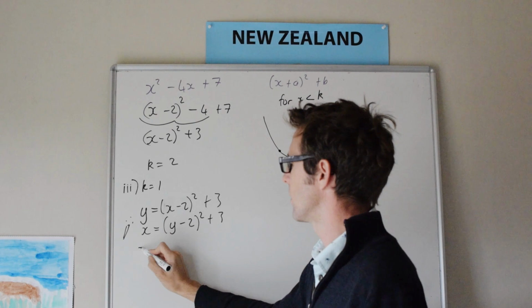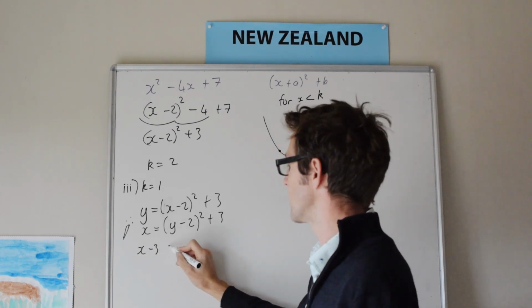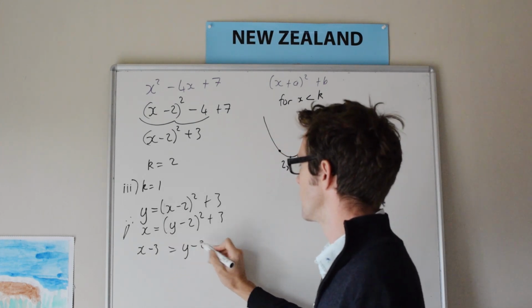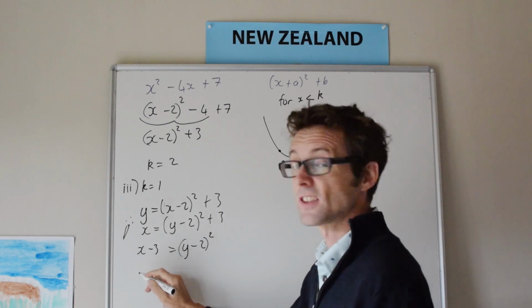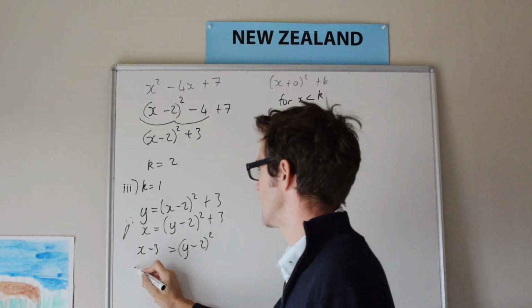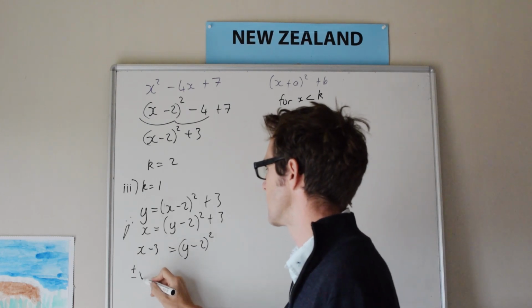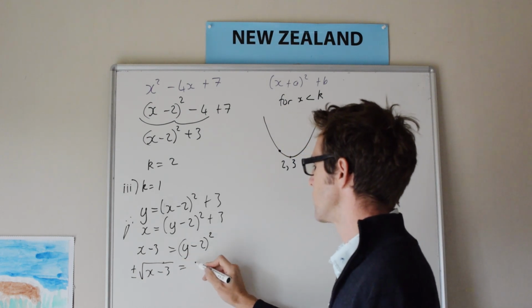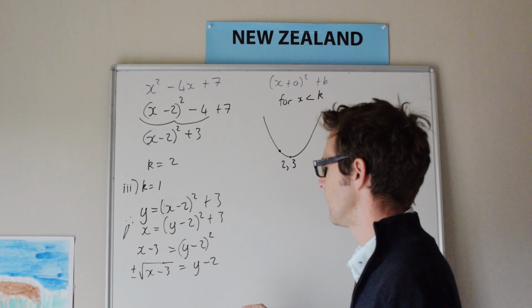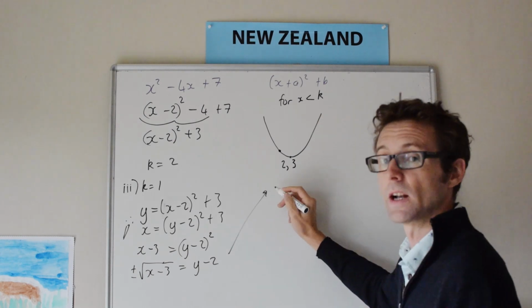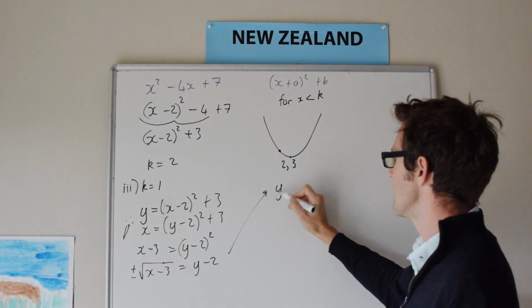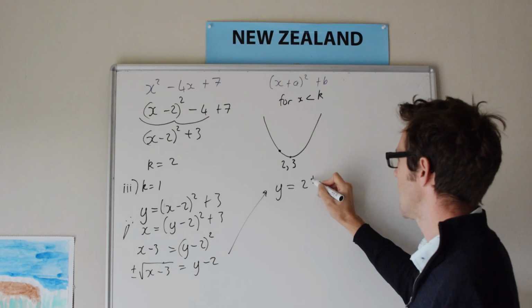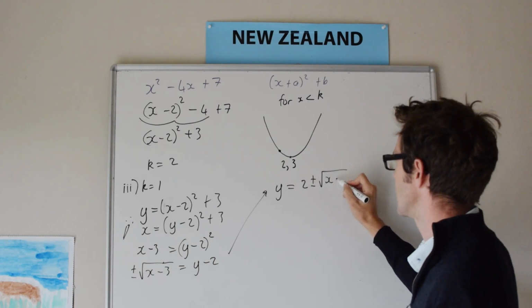Pop the 3 across here, so it'll be x minus 3 is equal to y minus 2 all squared. Take the square root of both sides, so this will be plus or minus the square root of x minus 3 is equal to y minus 2. Just going to move up here because we're running out of room. y must therefore be equal to 2 plus or minus the square root of x minus 3.